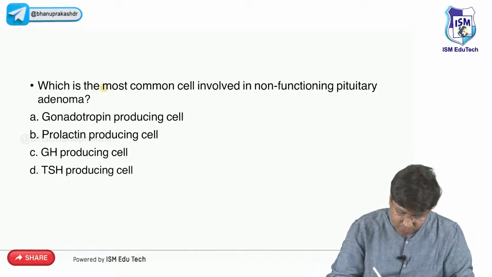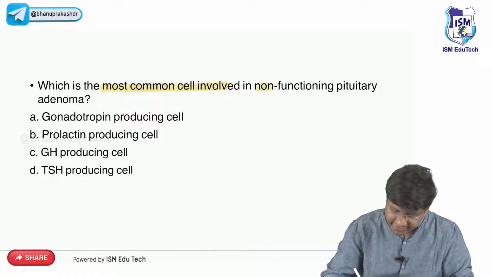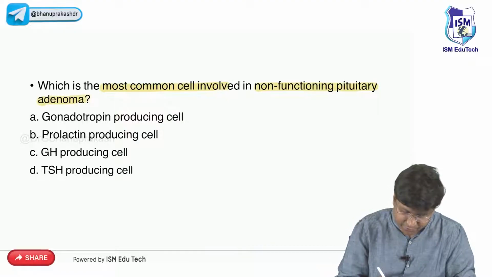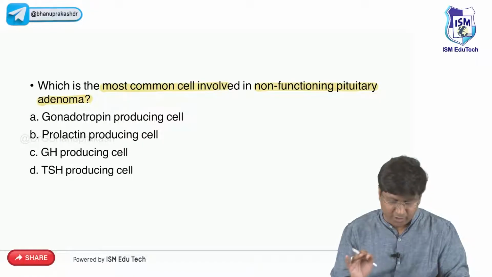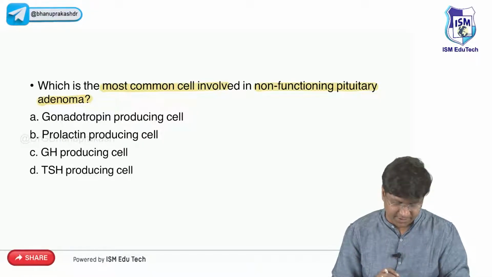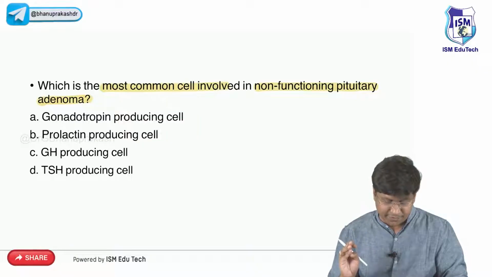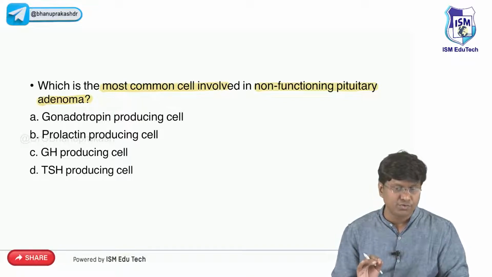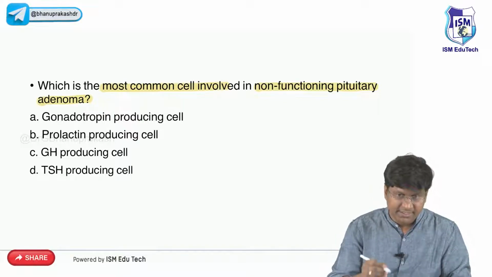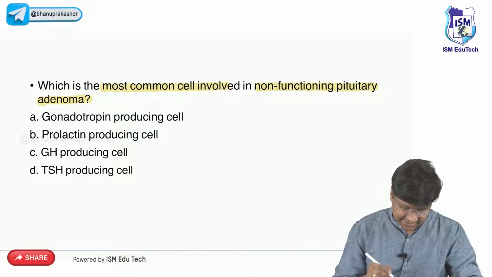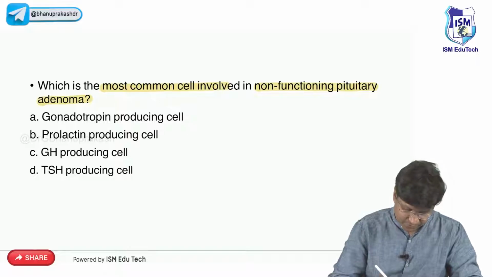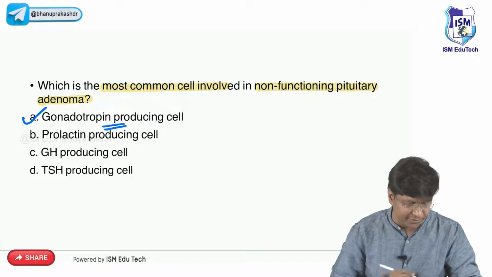Which is the most common cell involved in non-functioning pituitary adenoma? The options are gonadotrophin producing cell, prolactin producing cell, growth hormone producing cell, TSH producing cell. The answer here will be the gonadotrophin producing cell.